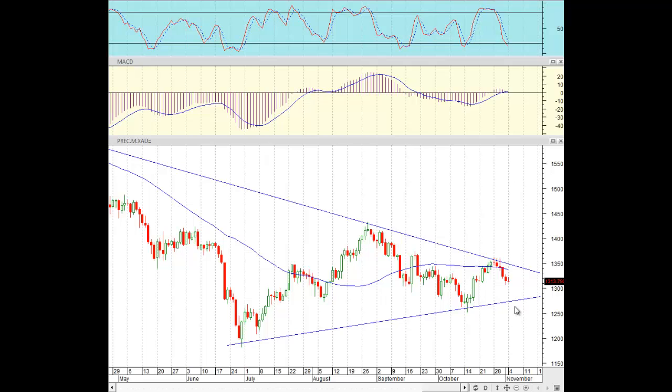I wouldn't be a seller of gold necessarily here at this point. There's so much bearish sentiment out there. So much of that is already priced into the spot price that I think downside at this point is limited. Upside is where the edge is. But just to be safe, wait until one of those three signals.